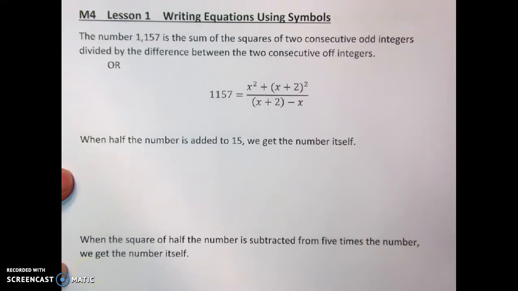Module 4, Lesson 1, Writing Equations Using Symbols. So we looked at this a little bit in the pre-module work we did.